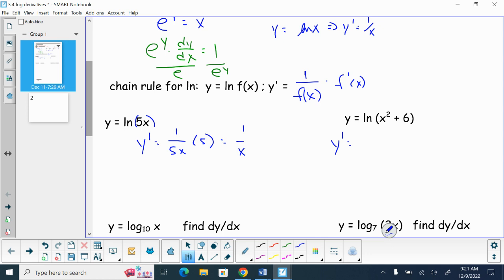Jack, what do you come up with? 2x over x squared plus 6. That's correct. We have 1 over x squared plus 6 times the derivative of x squared plus 6, which is 2x. So we have 2x times 1 over x squared plus 6, or 2x over x squared plus 6.